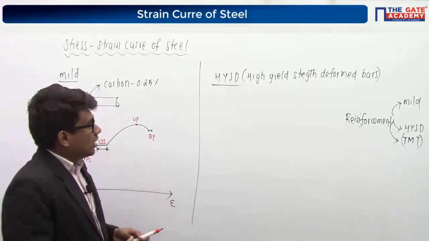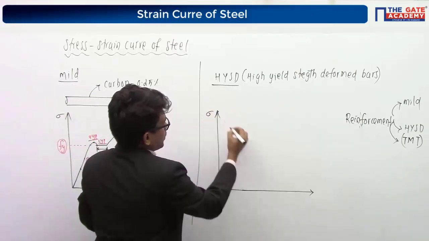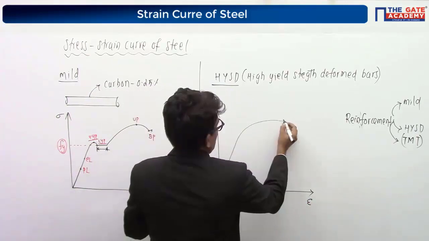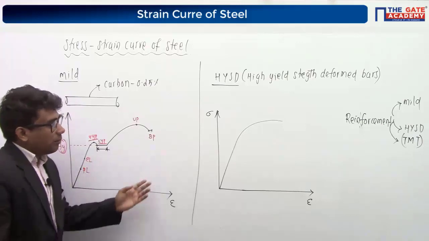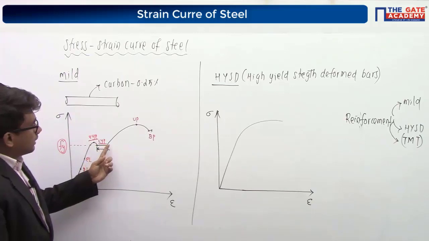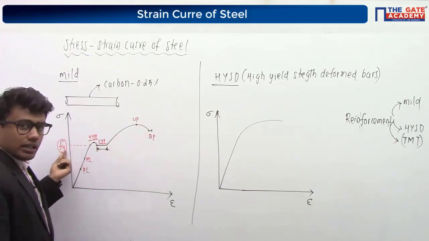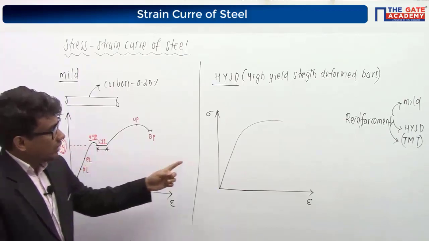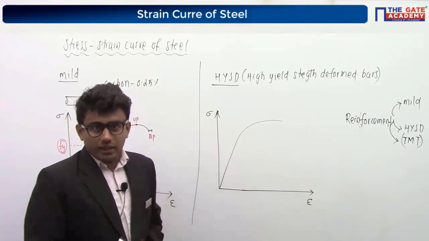If I draw the stress strain curve of these HYSD steel bars, you will be getting something like this. If you compare these two curves, you can see a curve is going like this, and finally it is breaking here. You can see one yield point here. Here we cannot find where the yield point is, or yield point is not specified.